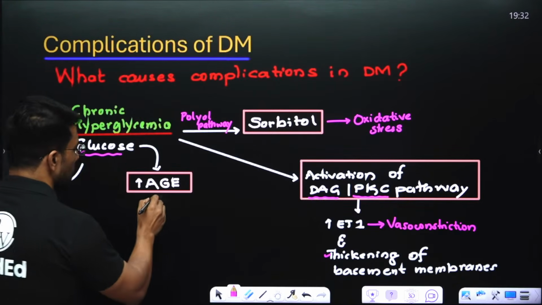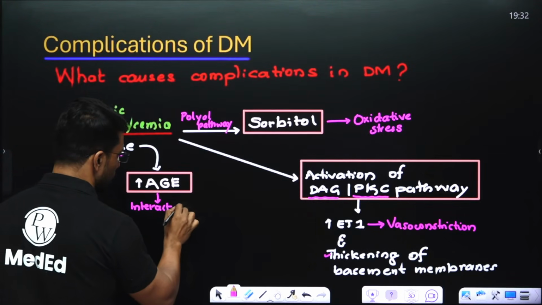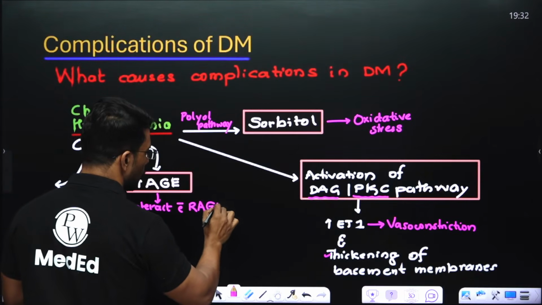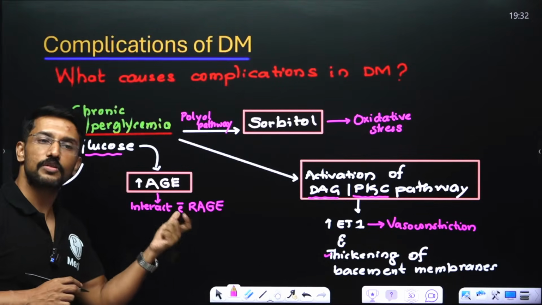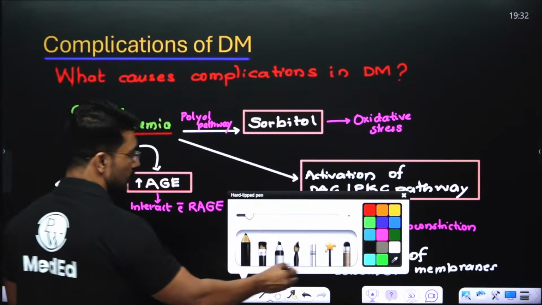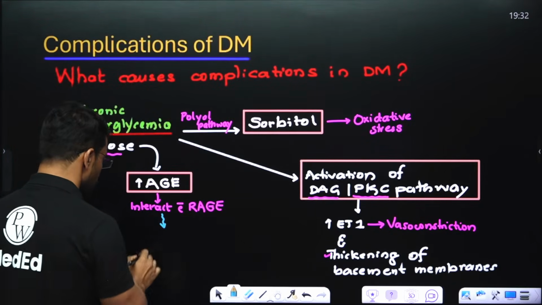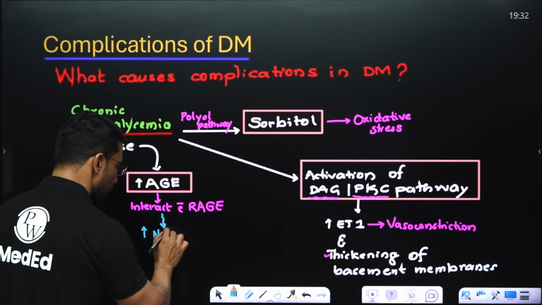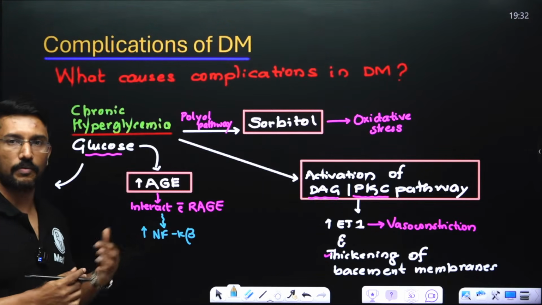Now these advanced glycation end products interact with something called RAGE. RAGE stands for receptors for advanced glycation end products. So for this AGE, there are receptors on the cells. They interact with them, and once they activate these receptors, the activation results in increased expression of a nuclear factor pathway called NF-kappa B. NF-kappa B pathway becomes activated.